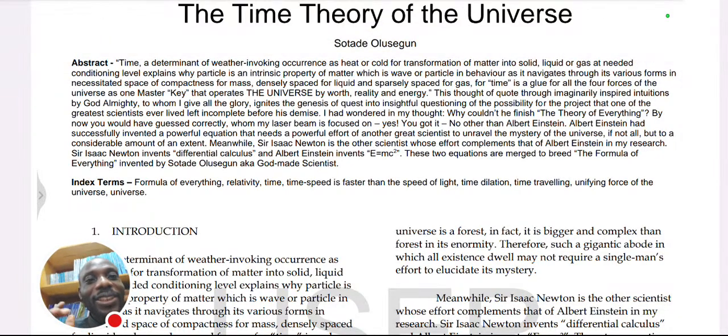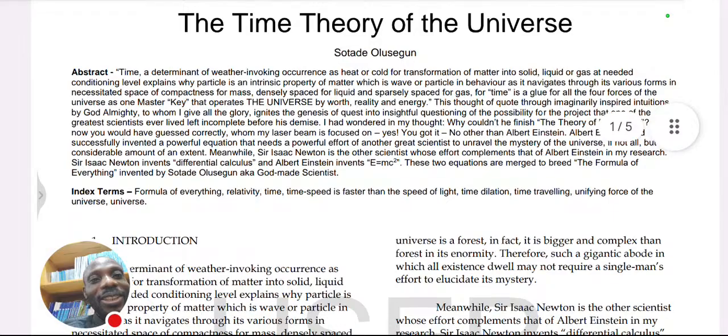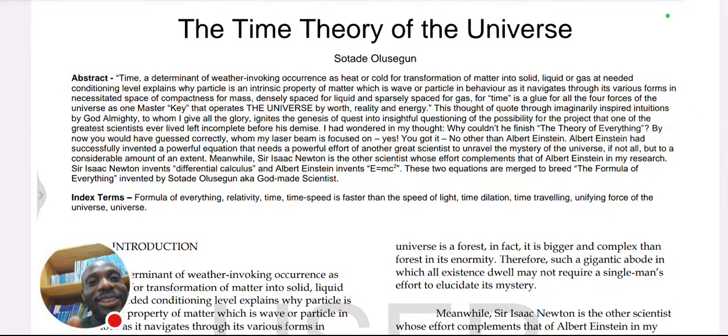So now this is the paper, and as you can see, the time theory of the universe, Shota Olusegun, the abstract is right there. So now this research publication was coined by normal phenomena that we have at classical level. But basically, they are just things that we can relate with.